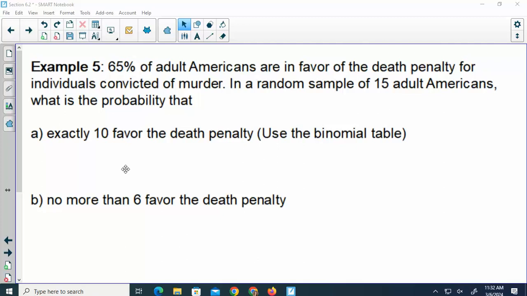Okay, and we learned the formula for doing it by hand, and we also saw that we can use the table sometimes, but it has to be of a certain form before we can use the table, because it doesn't have every possible probability and number. And so if it's not on the table, then we have to do it by hand. So let's look at this. 65%.